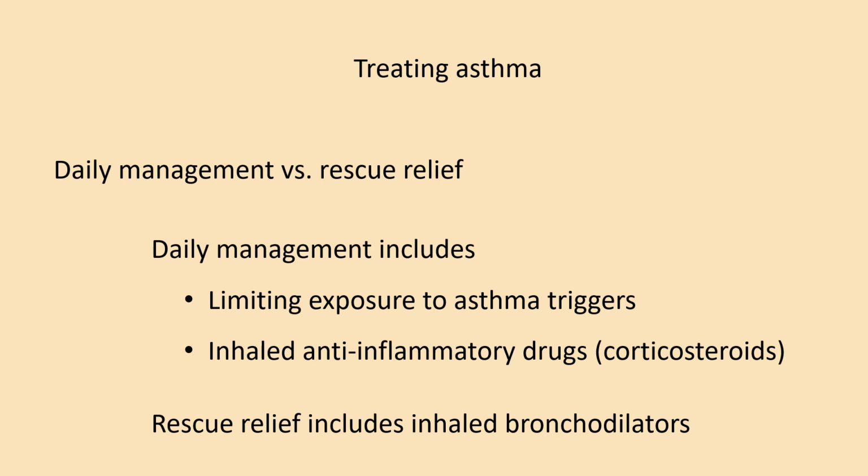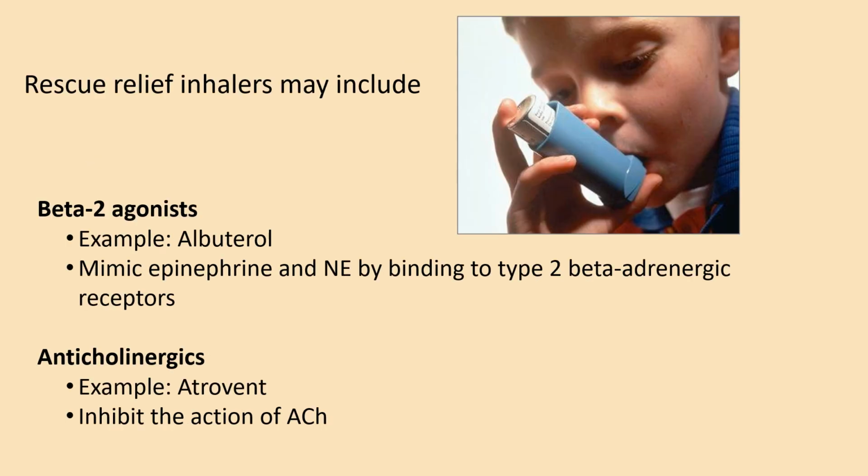And then rescue relief, that's a measure that's taken at the beginning, hopefully at the onset of an asthma attack. Rescue relief therapy involves drugs that induce bronchodilation, drugs that increase the diameter of the airways. So here's a child using their rescue relief inhaler, and that inhaler delivers bronchodilator directly into their lungs. That bronchodilator might be a beta-2 agonist, or it might be an anticholinergic.